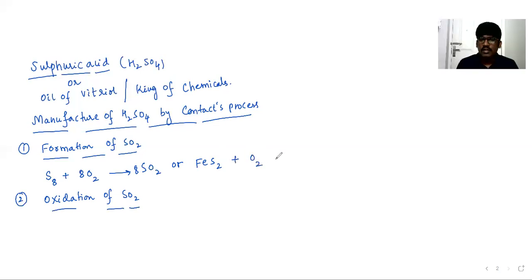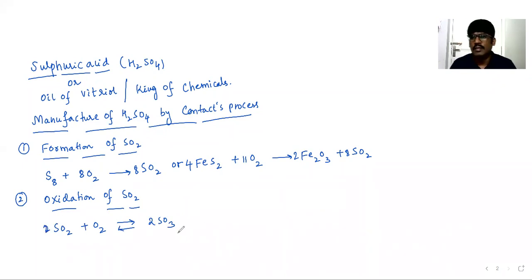FeS2 plus O2 giving rise to Fe2O3 plus SO2. If you balance it, you get 4 here, 11 here, 2 here, and 8 here. Like this also sulfur dioxide can be obtained. And then oxidation of sulfur dioxide means 2SO2 plus O2 reversible with 2SO3. This is the major reaction involved in the contact process.